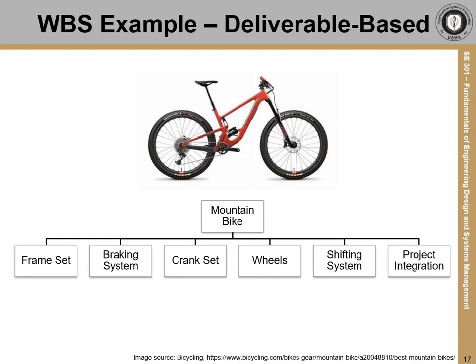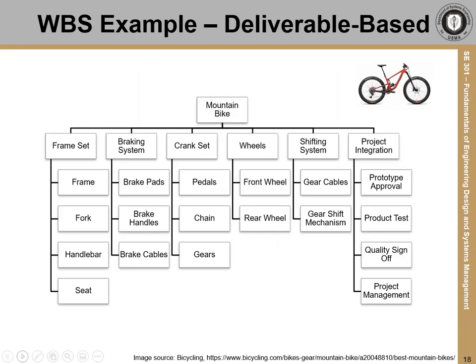Project integration isn't necessarily a component of the bike, but it is a vital part of the project. If this integration isn't delivered, then the different subsystems won't be coordinated, and we won't have someone concerned with the entire production system. You might think of this as the subsystem level of decomposition. Next, we decompose each of the subsystems into components or further subsystems.